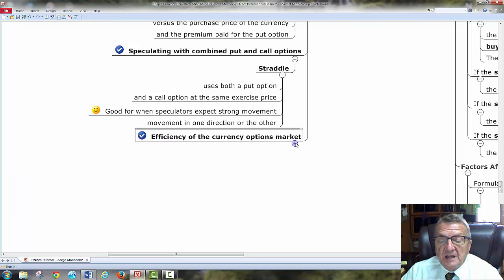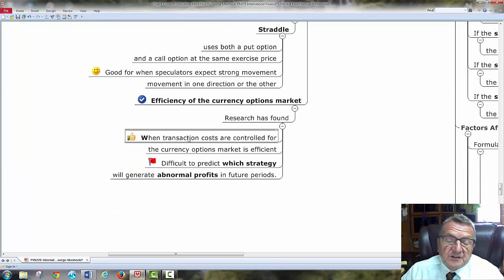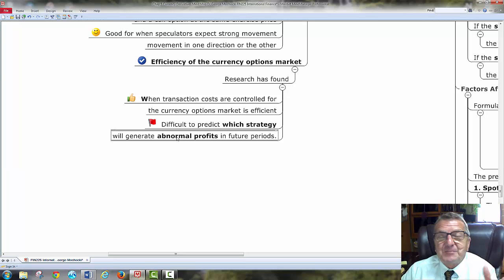Efficiency of currency option markets. Research has found that when transaction costs are controlled for, the currency option market is efficient. I control the transaction costs. It is difficult to predict which strategy will generate abnormal profits in the future. I want those abnormal profits. I want to make that big return on my investment. But can I do that every time? Sometimes it's good, but sometimes I could lose because it may not move the way I'm speculating.